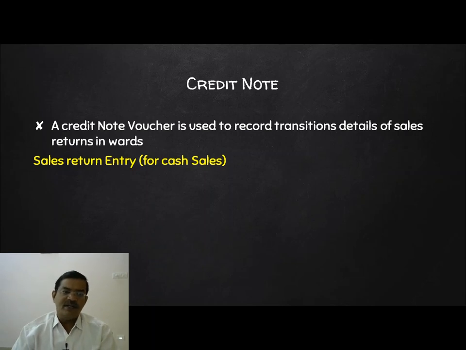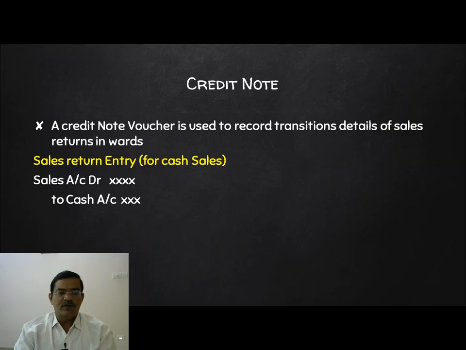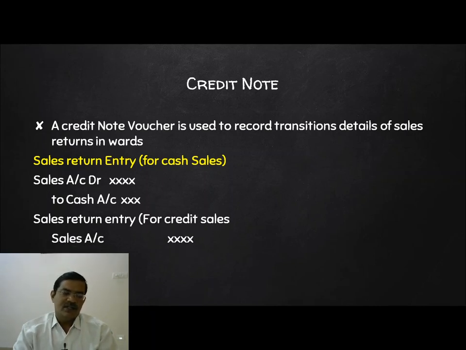If it is a return entry, it is opposite. The cash account was earlier debited, now it is credited. The sales account was earlier credited, now it is debited. So sales account debit to cash account. If it is a credit sale, the entry is the same; in place of cash, we can use the party name.